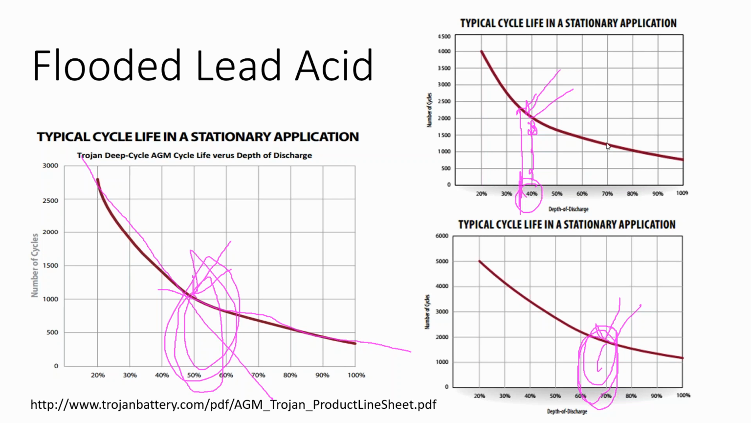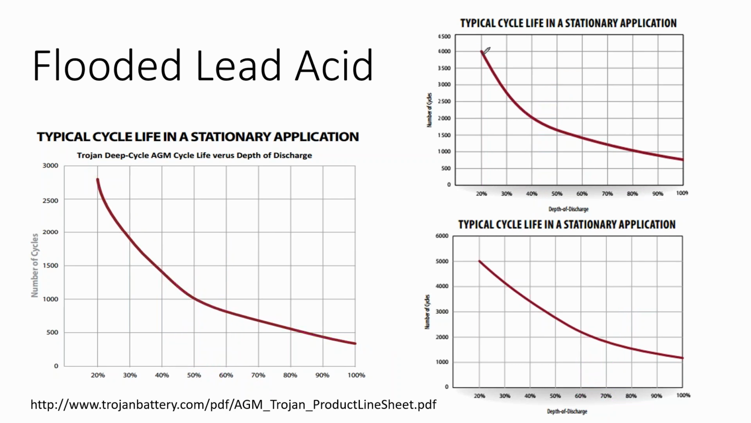Now, what does that correspond to? And furthermore, what's up with the start of the curve occurring at 20%? Why doesn't it go on up to shallower than that?